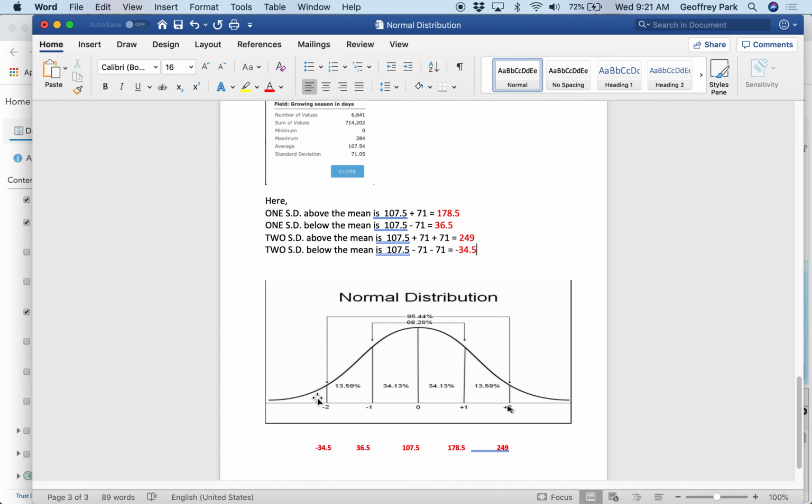And you can see it even gets down to the negatives here. So that's a way of making it not subjective, rather than you saying, oh, that's quite a long growing season, or that's not a very long growing season. Statisticians have figured out what that really means statistically, and that's where standard deviation is used.